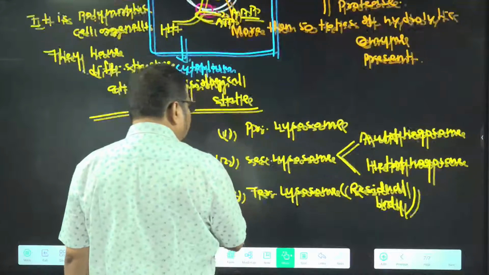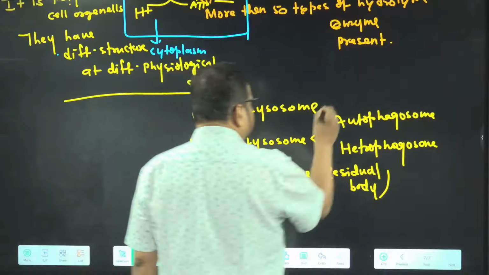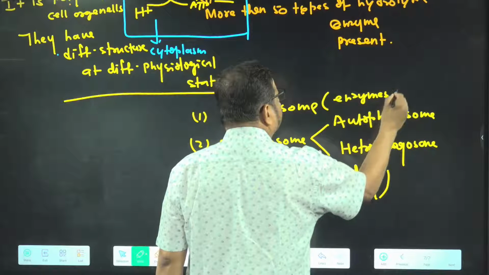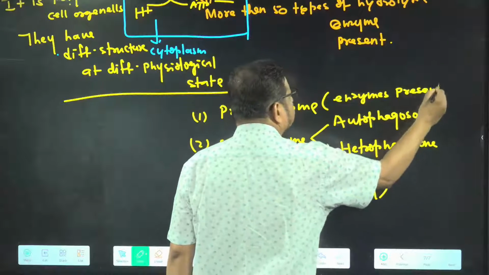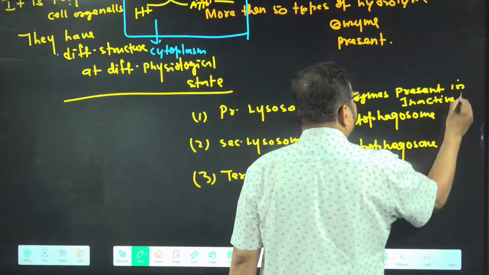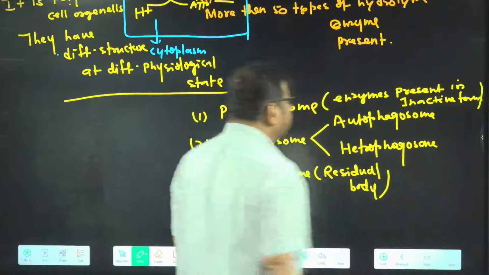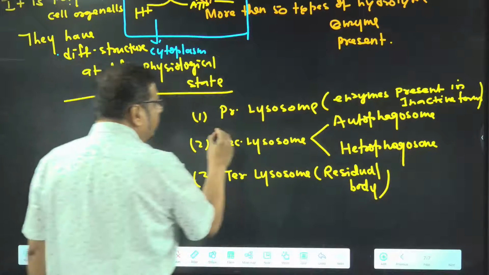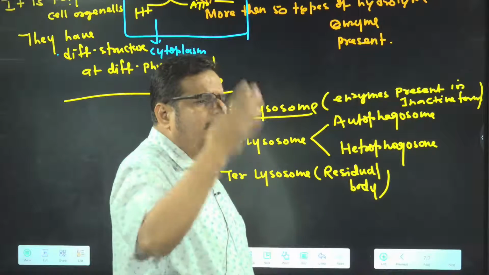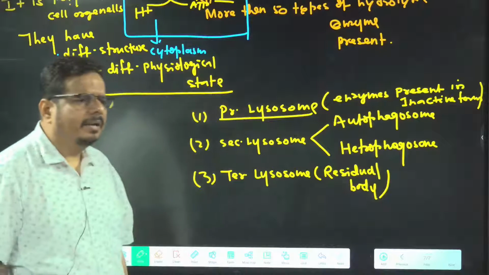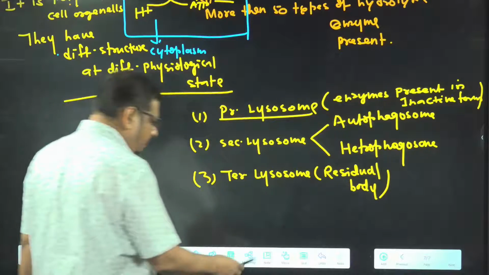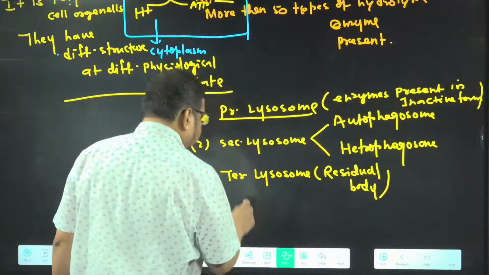And in these lysosomes, if you talk about the primary lysosome, here enzymes are present in inactive form. Got the idea? Enzymes present in inactive form. Now I am telling about how primary forms, how secondary forms, how tertiary forms. Getting the things or not? I am telling you through a diagram. Just give your attention. You just have a look here.